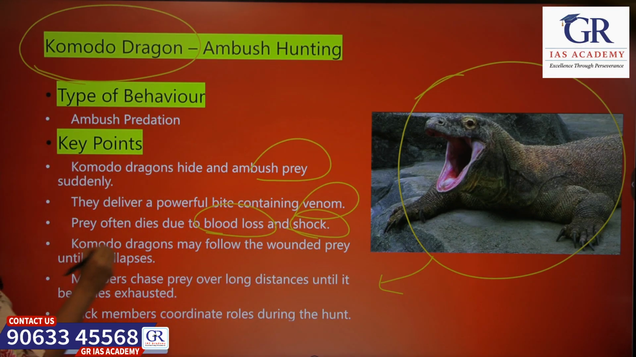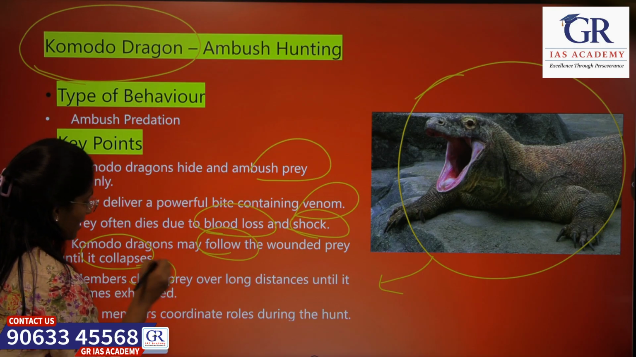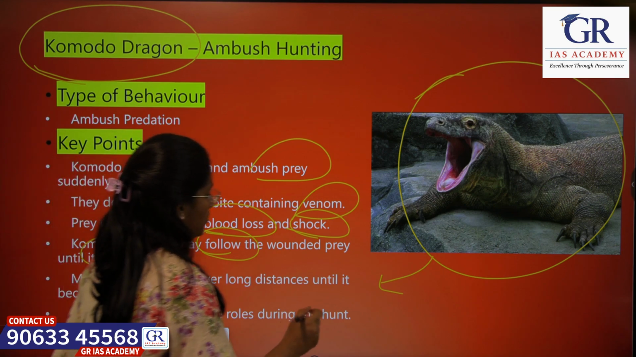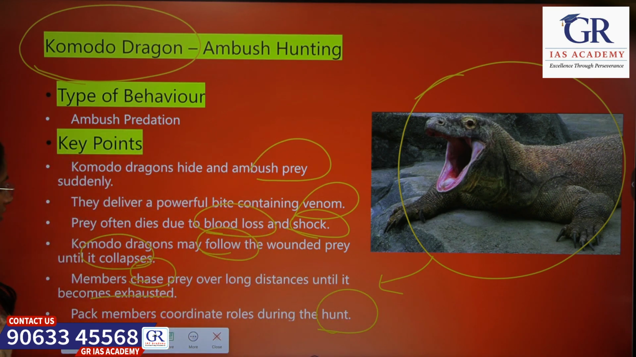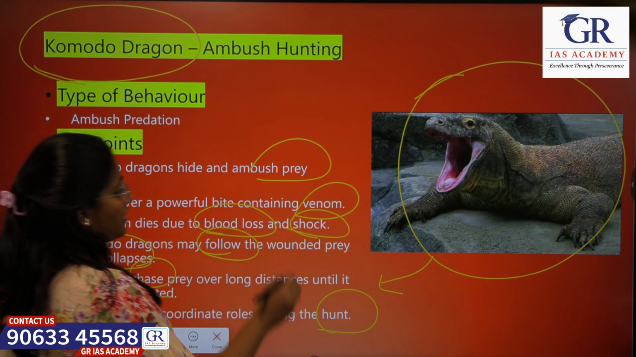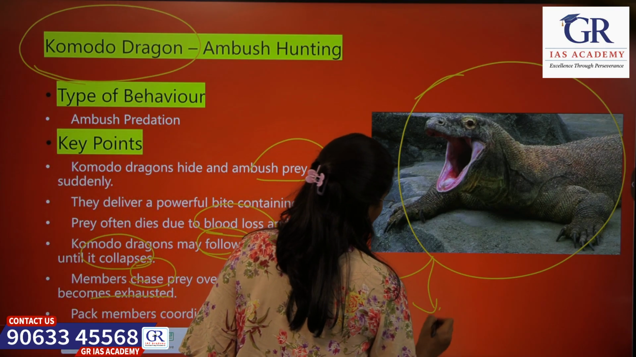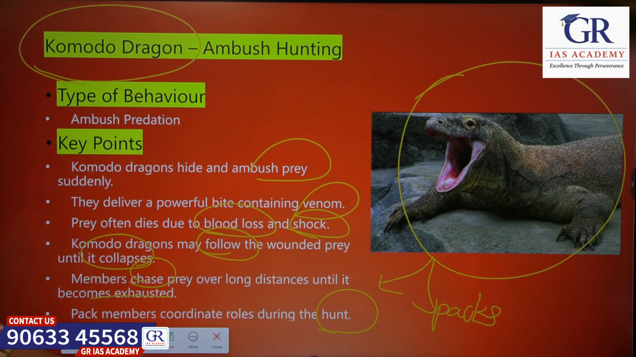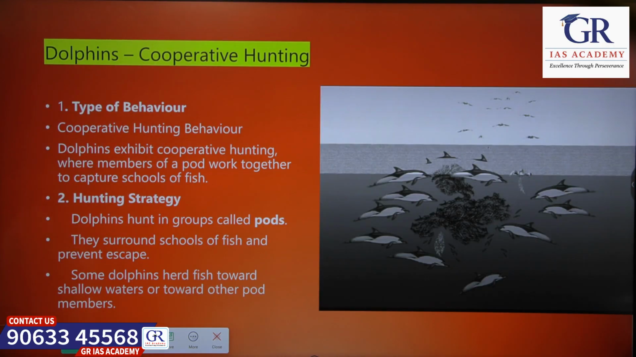So they follow the prey till it collapses, and they chase it until it becomes exhausted. That's how they hunt. And those Komodo dragons move in packs which coordinate for the hunt. So that's how ambush hunting is done by the Komodo dragon.